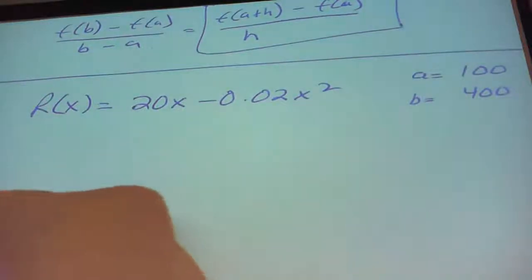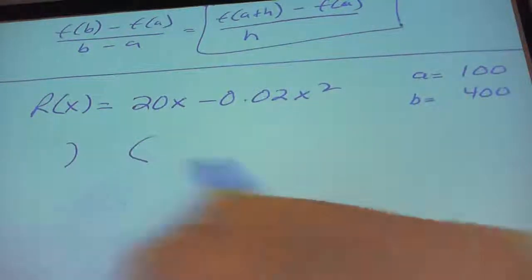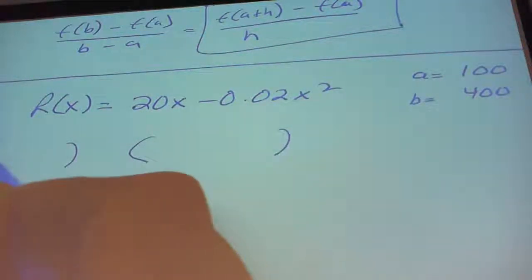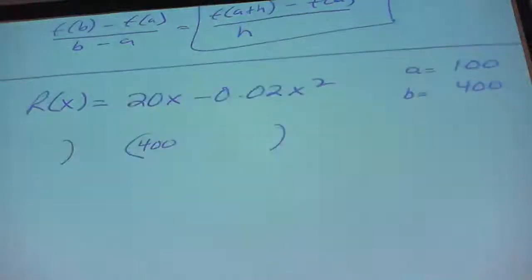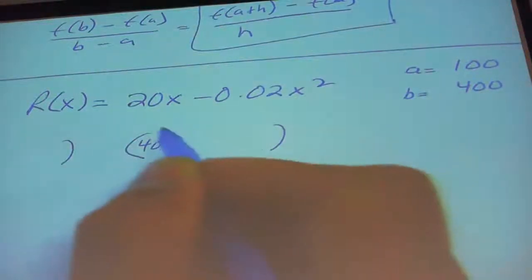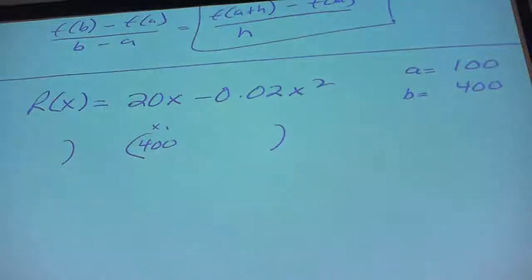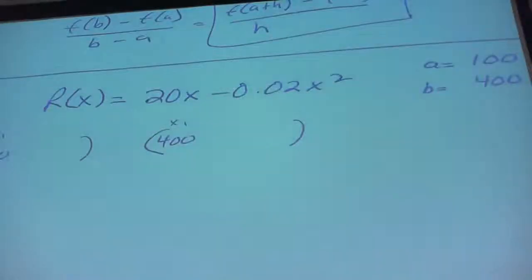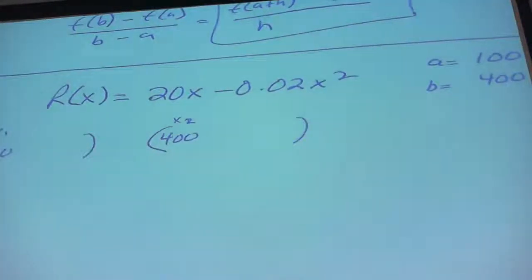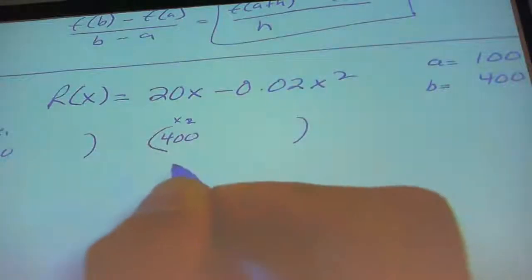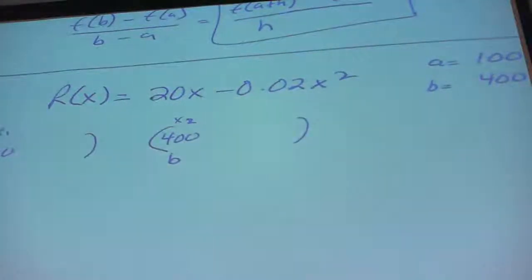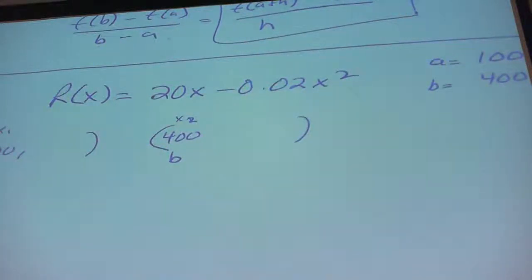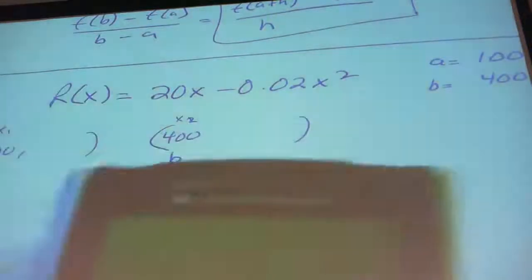So if I was talking about a point, this would be 100, this would be 400. Again, going back to y2 minus y1 over x2 minus x1, it's just like that. But now we're calling it A, and we're calling it B. Now, how much revenue will I make if I sell 100 planters? How do I figure that out? Plug 100 in for revenue.